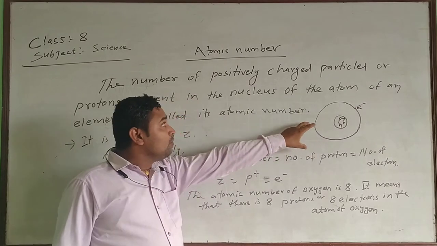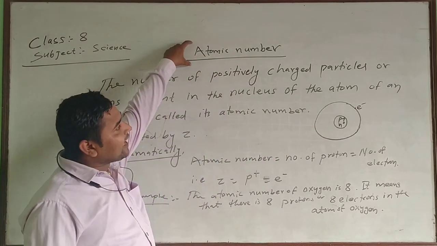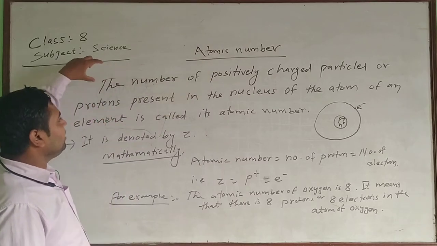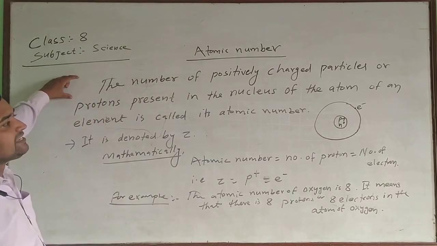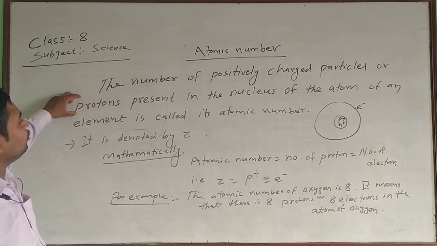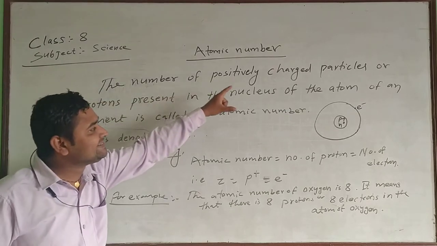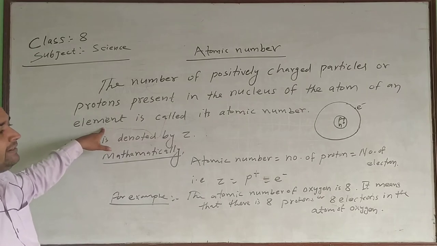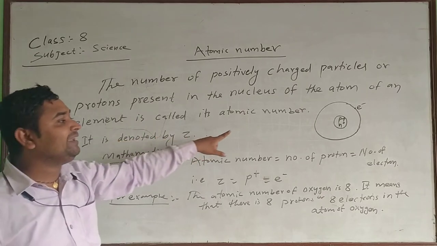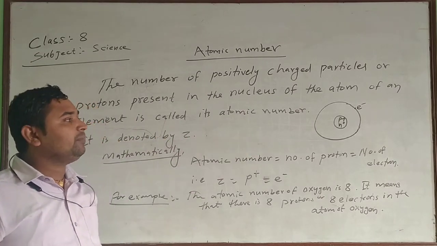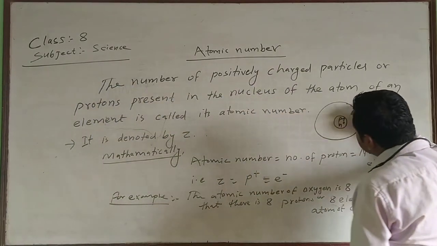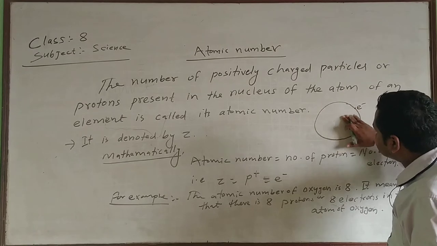So now, let's talk about the atomic number. The number of the positively charged particles, the protons, which is present inside the nucleus of an atom of an element, that is called atomic number. Atomic number means the number of the protons. How much proton is present inside the nucleus?